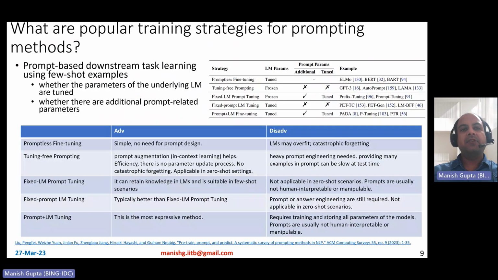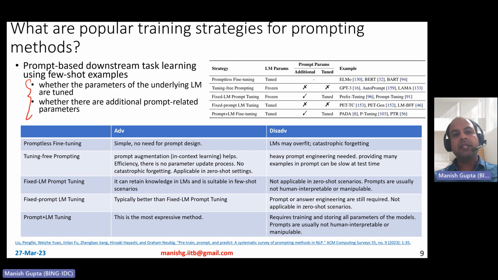So that's about multi-prompt learning. Now, next we'll talk about what are popular training strategies for prompting methods. These strategies vary on two different axes: whether the parameters of the underlying language model are tuned or not while you are doing few-shot learning. So remember, you have a pre-trained model, and maybe the pre-trained model was trained with prompts, and you want to do fine-tuning or few-shot learning for a particular downstream task.